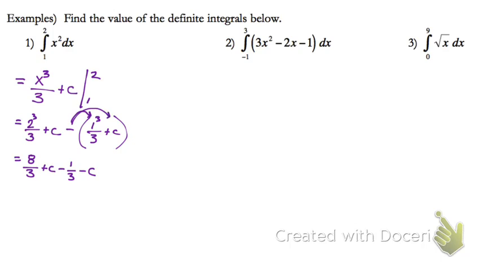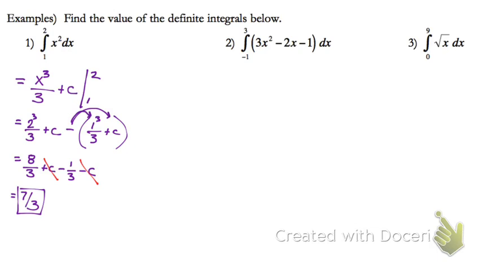So here's why we're no longer going to write the c's. Every single time, you get c minus c. That's because the constant of integration will always be the same in both of these, and so they're always going to get rid of each other. So when we're evaluating a definite integral, we do not need to write this plus c, only when we're working with indefinite integrals. So we have 8 thirds minus 1 third, which is 7 thirds. So that is the exact area underneath the curve of x squared between 1 and 2. That's called a definite integral.